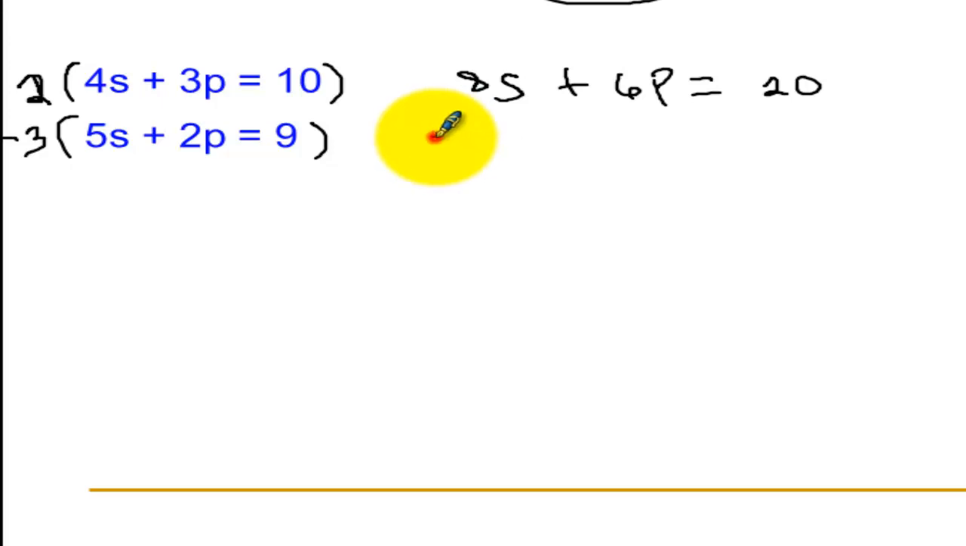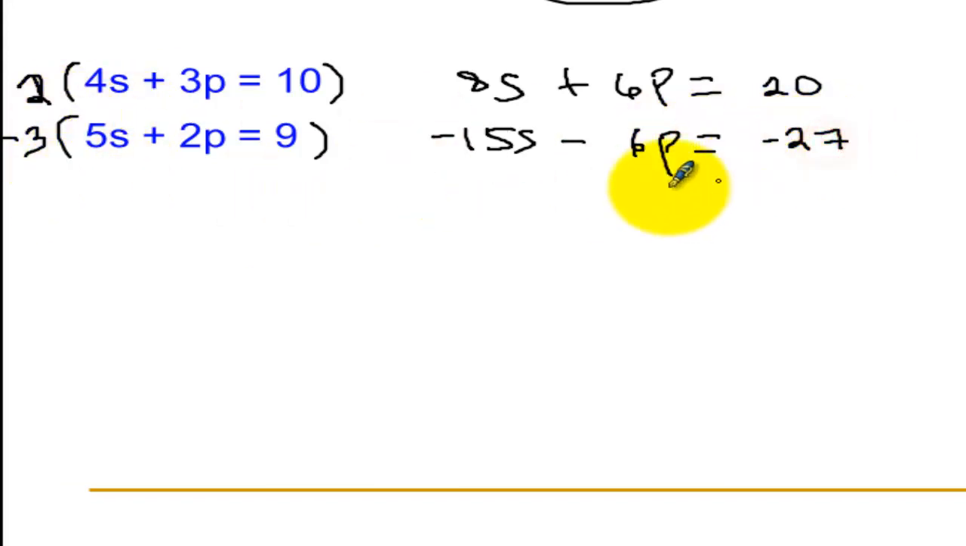Negative 3 times 5s is negative 15s. Negative 3 times 2p is negative 6p. And then negative 3 times 9 is equal to negative 27.